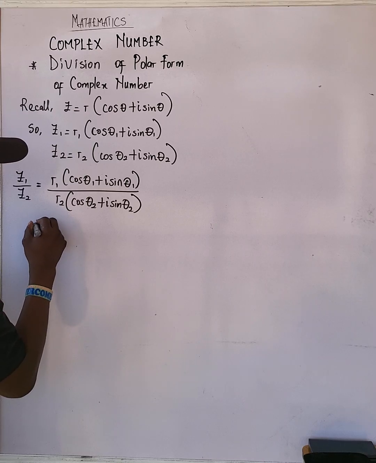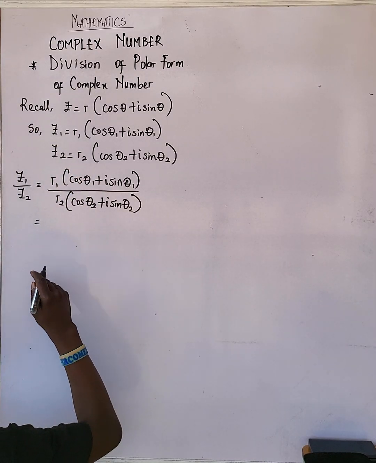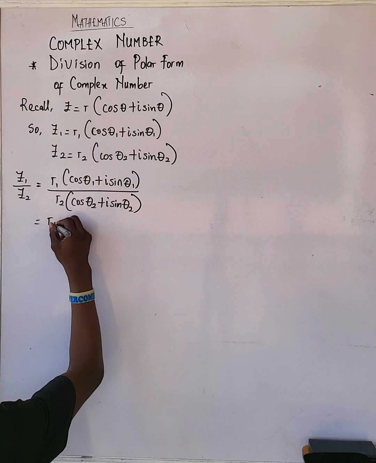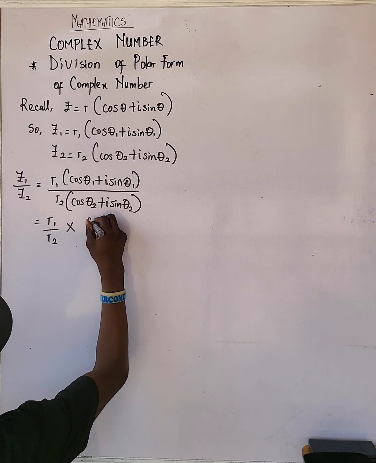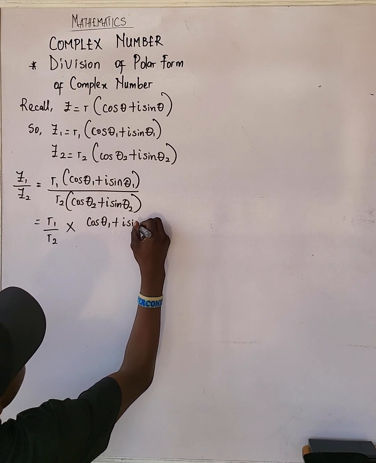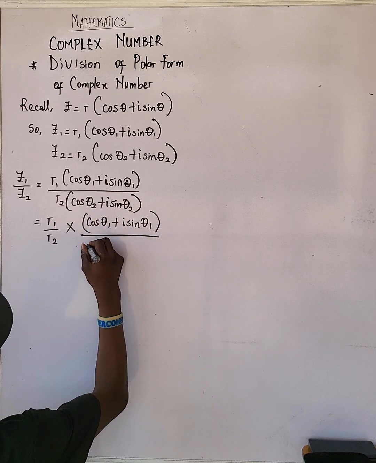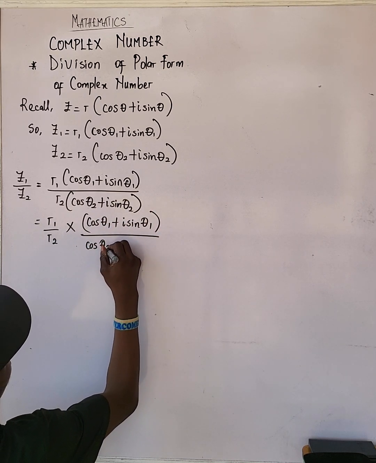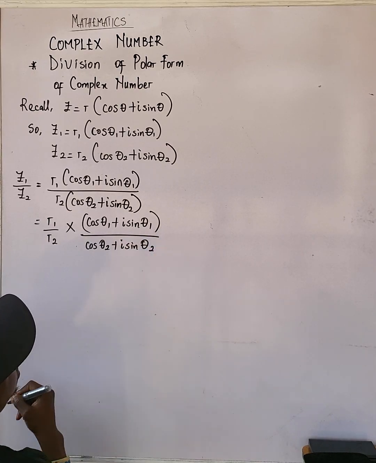So what do we have? Now we can separate r1 from r2, right? So when we separate r1 from r2, we have r1 over r2 multiplied by, so we are left with cos theta 1 plus i sin theta 1, then over cos theta 2 plus i sin theta 2. So this is what we have, right?